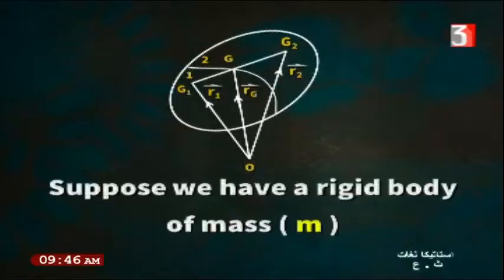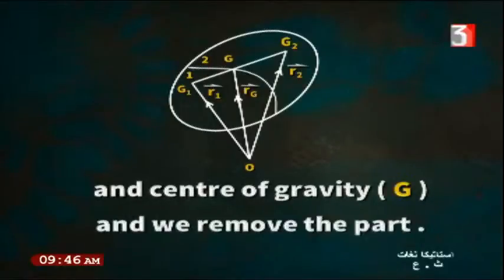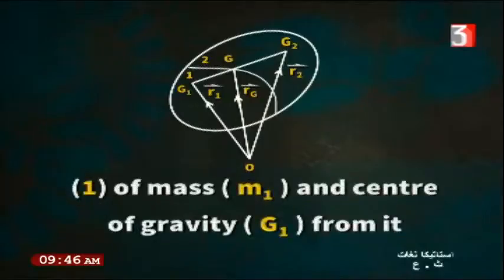Now we move to another title, the negative mass method. My dear student, suppose we have a rigid body of mass m, with center of gravity G. We remove part 1, dividing the rigid body into two parts, part 1 and part 2. Part 1 has mass m1 and center of gravity g1.